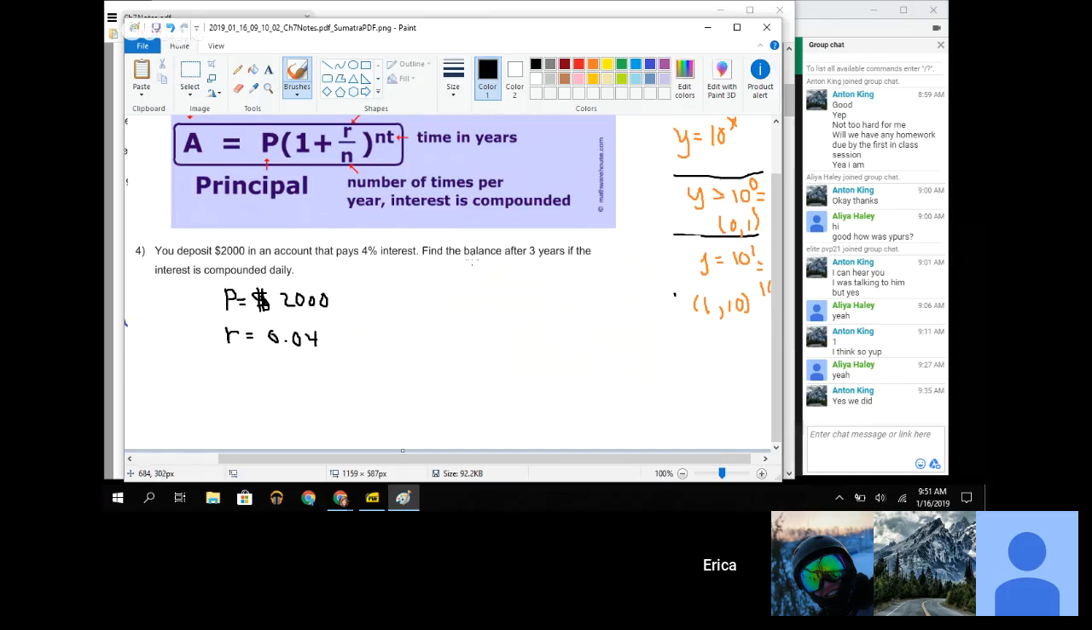Find the balance after 3 years. So 3 years would be the time, and it's the time in years. So T equals 3. Keep it in for 3 years. If your interest is compounded daily, this is your N. This is the trickiest part: the number of times per year the interest is compounded. Well, if you compound it every day, how many days are in a year?